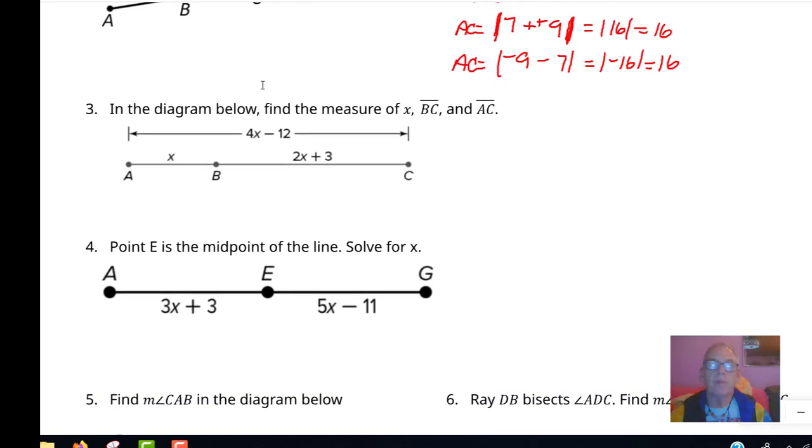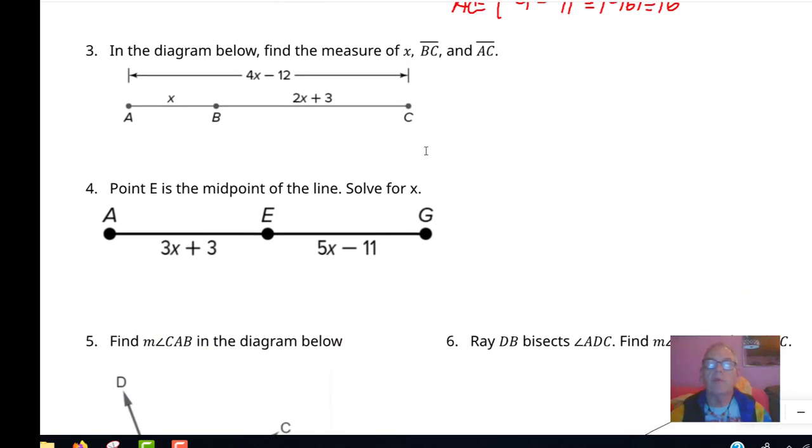Let's move up. In the diagram below, find the measure of X, BC, and AC. So using the segment addition postulate, we have AB plus BC. The distance from A to B plus the distance from B to C is equal to the distance from A to C. That's the segment addition postulate.